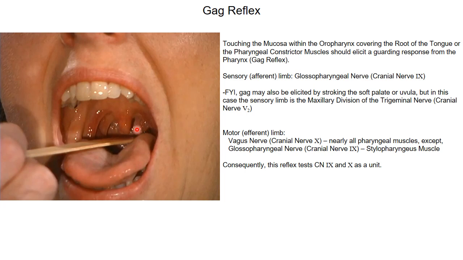And so what's the sensory or afferent limb of this reflex? Well, if we touch the back of the throat, that means we're touching the mucosa lining the oral pharynx. Again, that's mucosa covering the pharynx. The nerve that's sensory to that is cranial nerve 9.